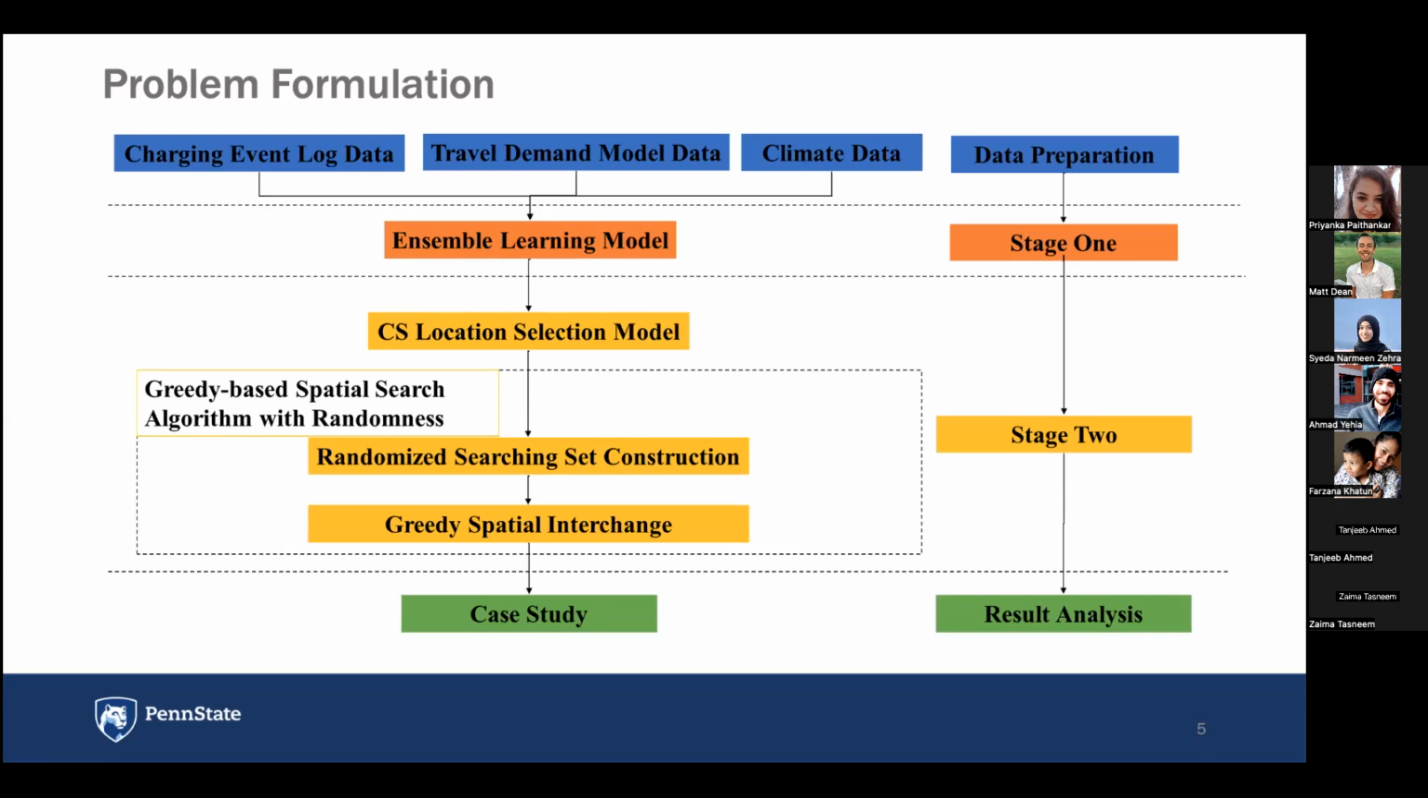An ensemble learning model is developed to generate charging demand predictions based on charging event log data, travel demand model data, and climate data. And then in the stage 2 model, a demand-supply coupled charging station location selection model is developed with the objective of maximizing the total charging station usage of both existing and newly selected charging stations. The proposed model is solved with a greedy-based stochastic spatial search algorithm and tested by a real-world case study.